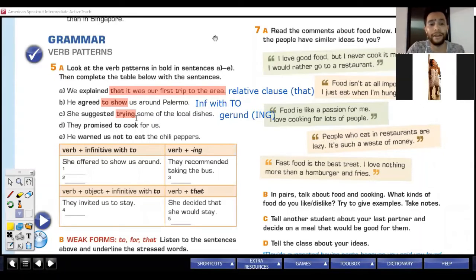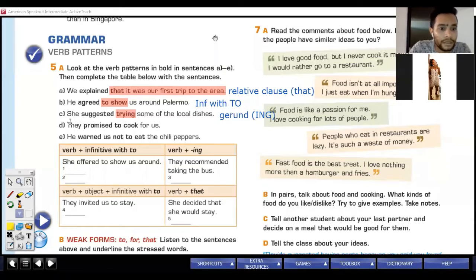Don't forget that, right? So if you translate this into Spanish, what it means is, ella sugirió que probaran la comida local, right? So take a look. By trying means it's like que probaran. It doesn't have anything to do with probando, like saying that the action is happening right now. No, know that, right?